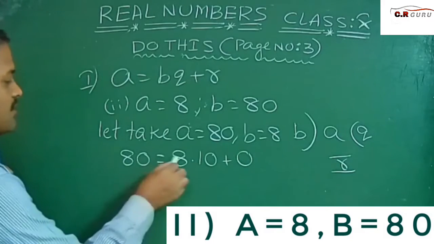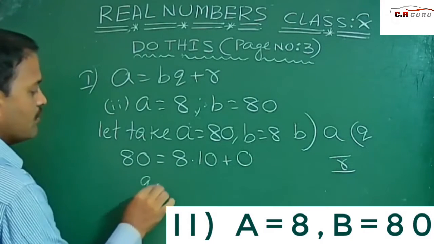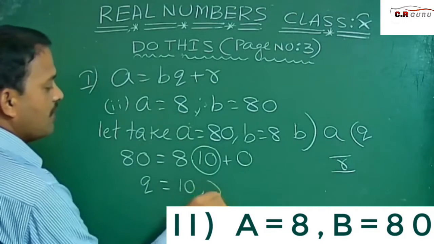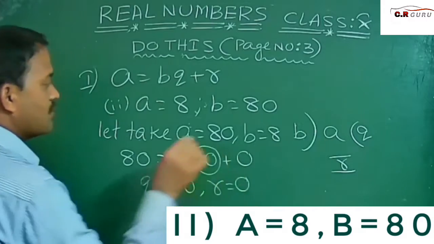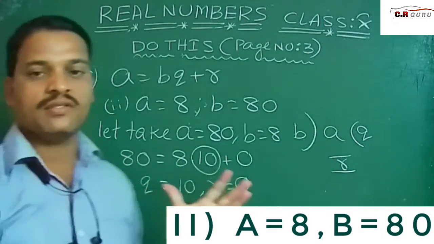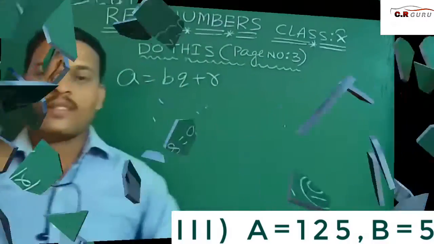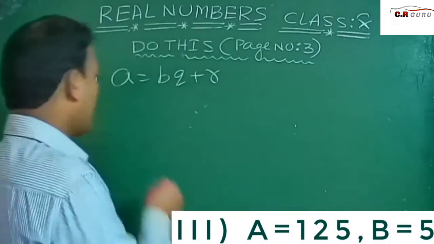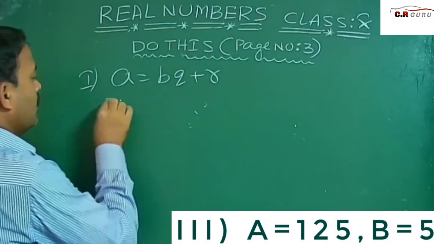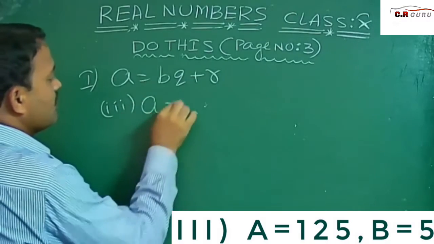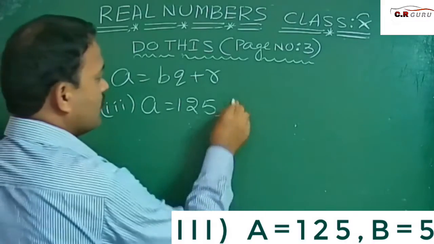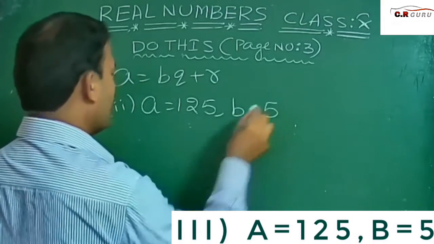Now based on this, what is q? q = 10. And what is r? r = 0. So this is about the second sum. Next I am going to explain the third sum: a = 125 and b = 5.